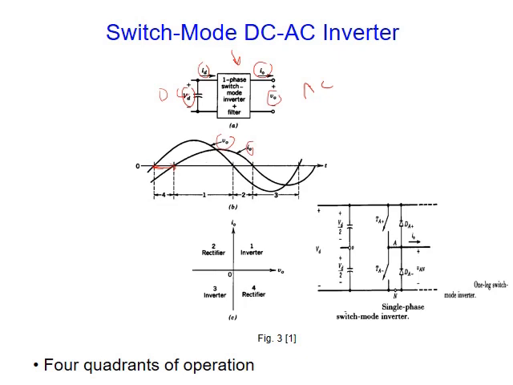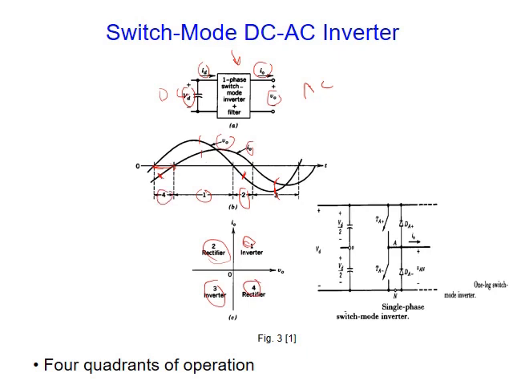In quadrant 1, where it works as inverter, both current and voltage are positive. In quadrant 2, where rectifier, the voltage will be negative. Okay, here the voltage will be negative. In quadrant 3, both voltage and current are negative. In quadrant 4, we can see that the current will be negative, as you can see here in quadrant 4.